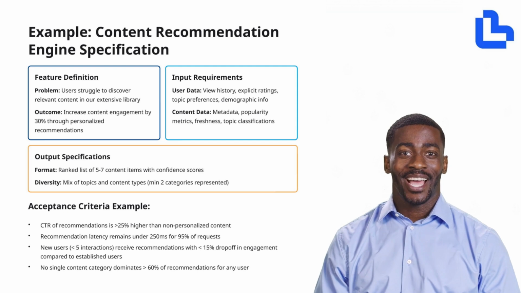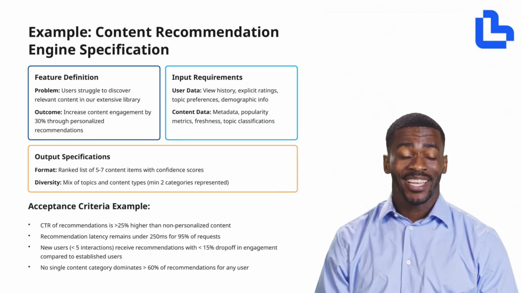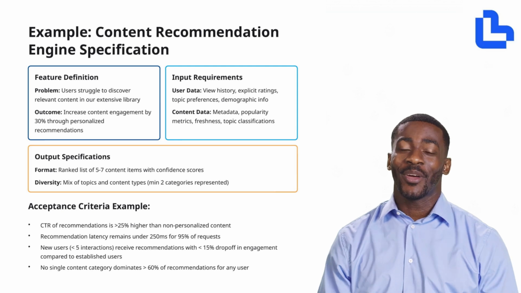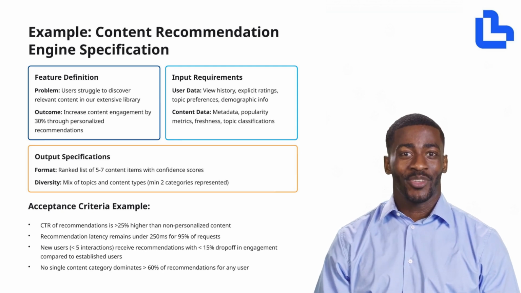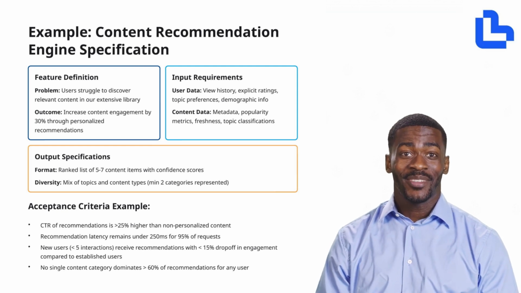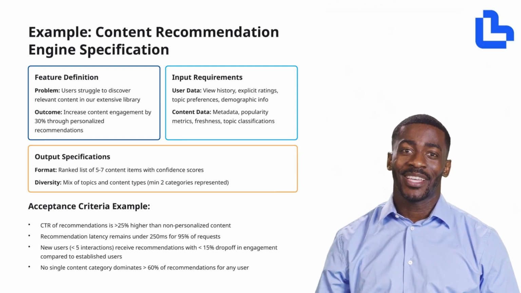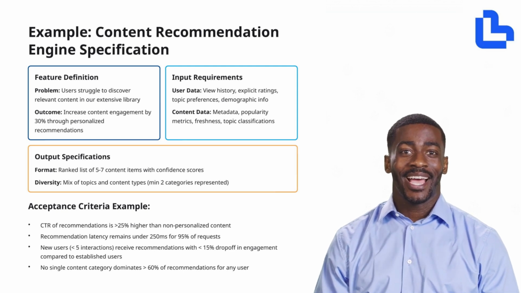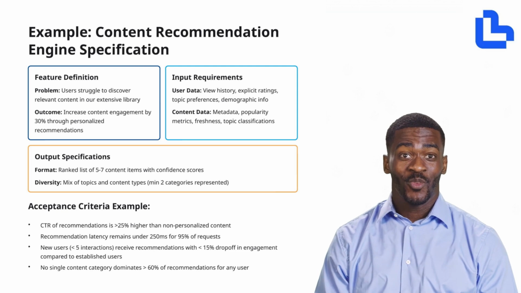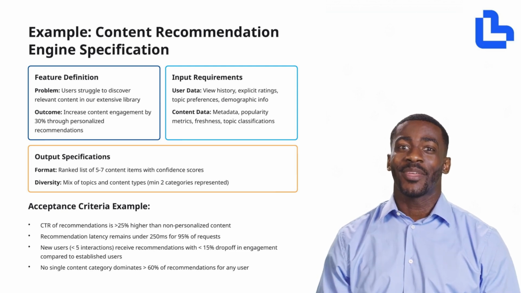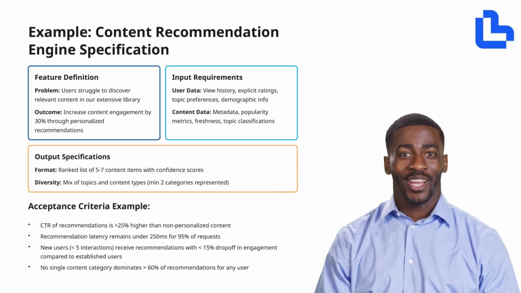In this hands-on exercise, you'll build a complete AI feature specification using the framework we've just covered. This is your opportunity to apply the 5 core components: feature definition, input requirements, output specifications, interaction design, and edge case handling to a real-world scenario. You can choose one of the provided examples or use a feature from your own product.